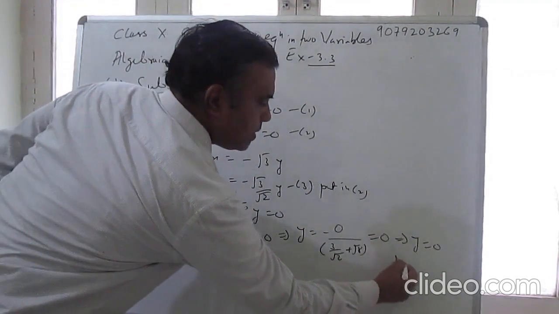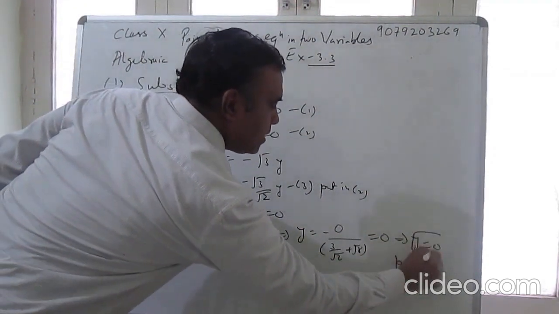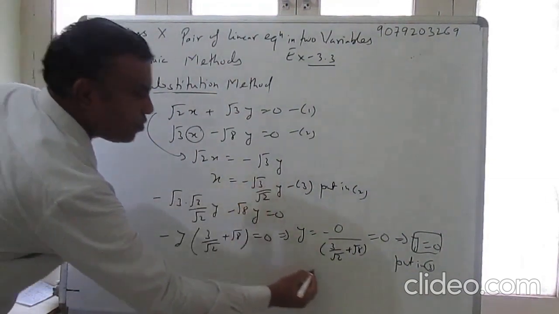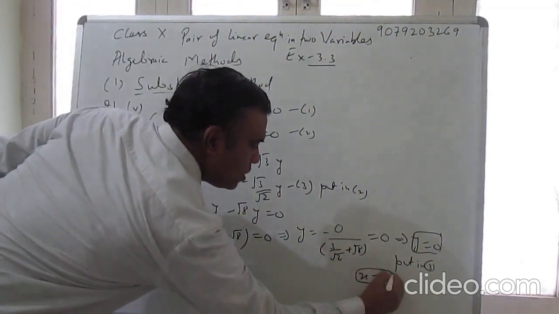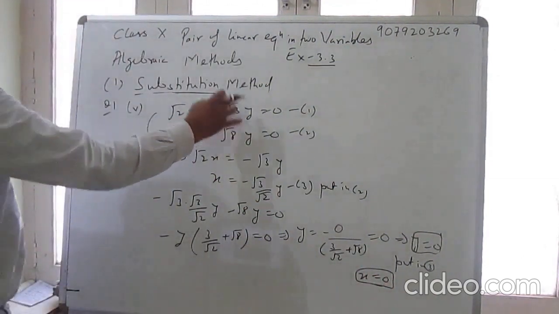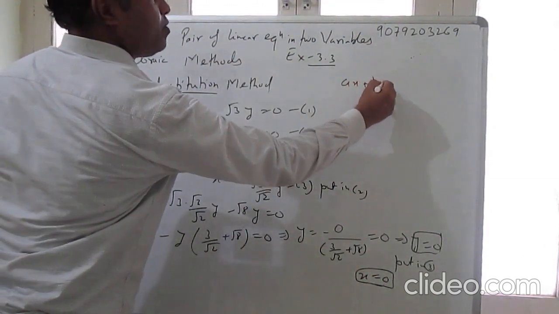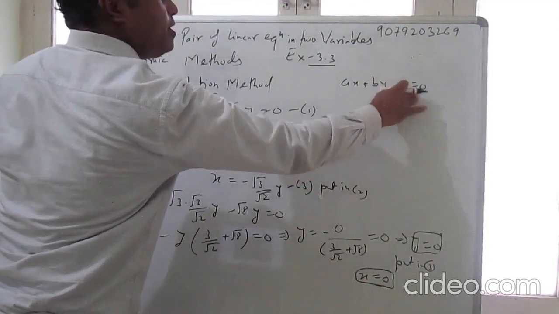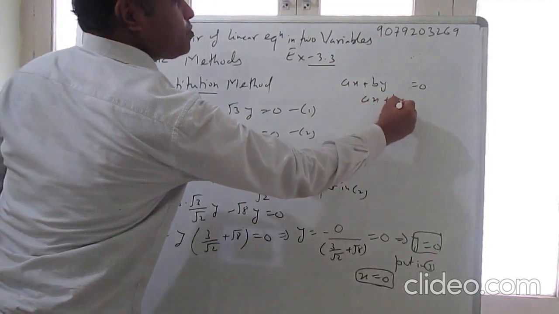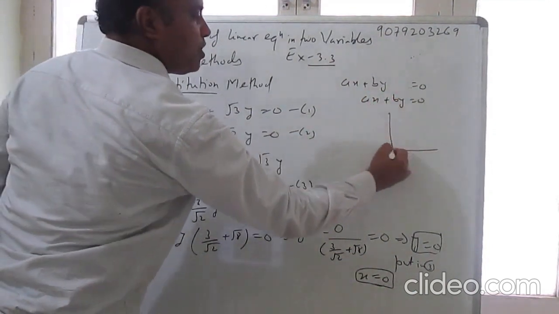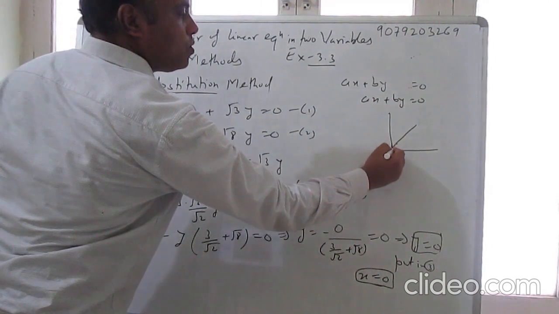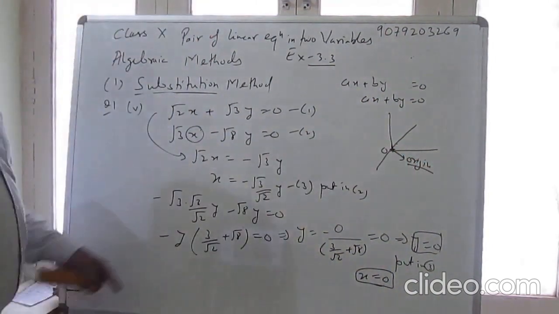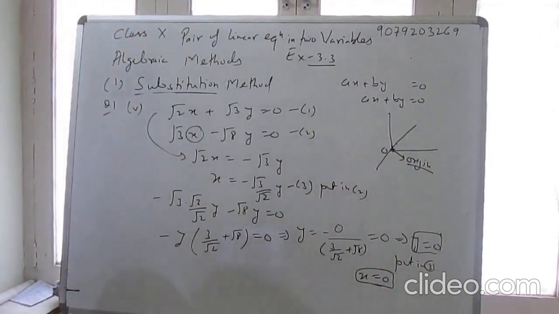Put in 3, you will get anything multiplied by 0, so x is also 0. Here you observe that this is a linear equation in two variables. If there is no constant in the equation, then it is of type ax plus by is equal to 0. This type of equation always passes through the origin. Where will it pass through? Origin. That's why the solution is 0, 0.